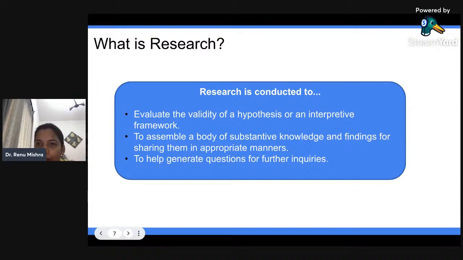When you say hypothesis, can anybody tell me quickly what a hypothesis is? Very quickly. Okay. A hypothesis is that assumption-based statement which you test in your research. So basically, research is being conducted to check whether whatever we are assuming as a statement, what we call a hypothesis, is true or not.